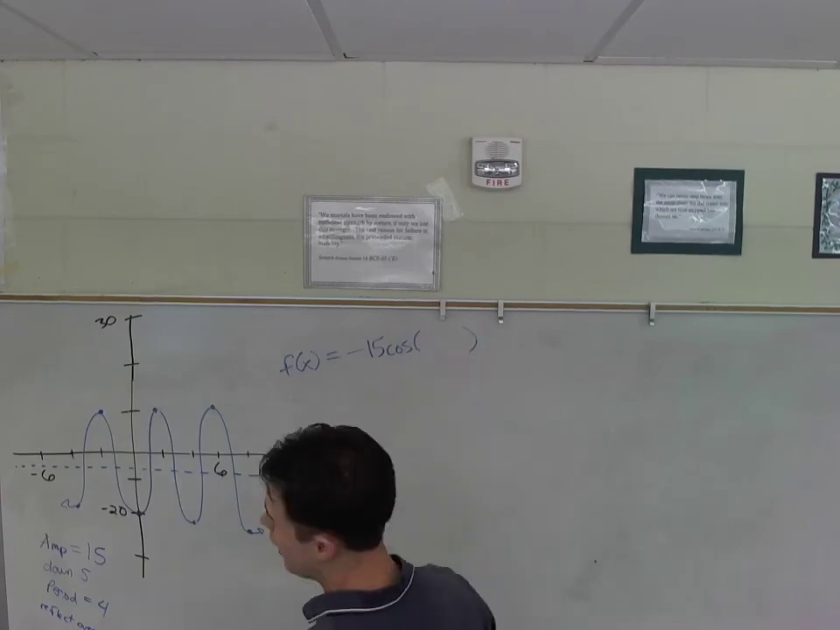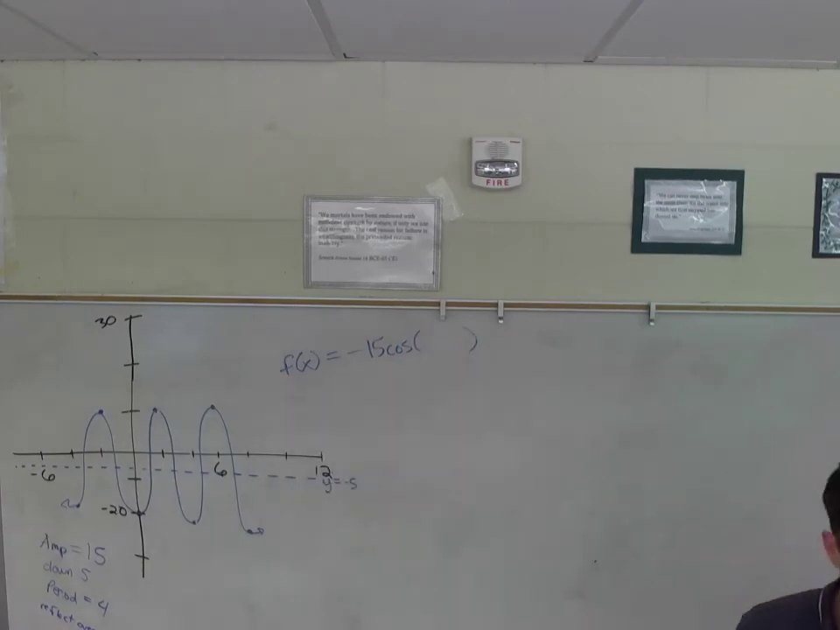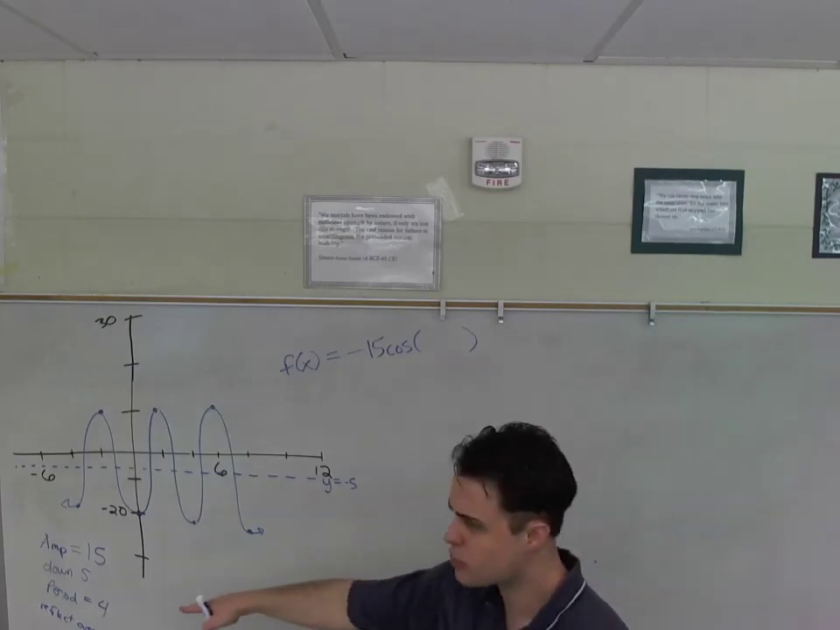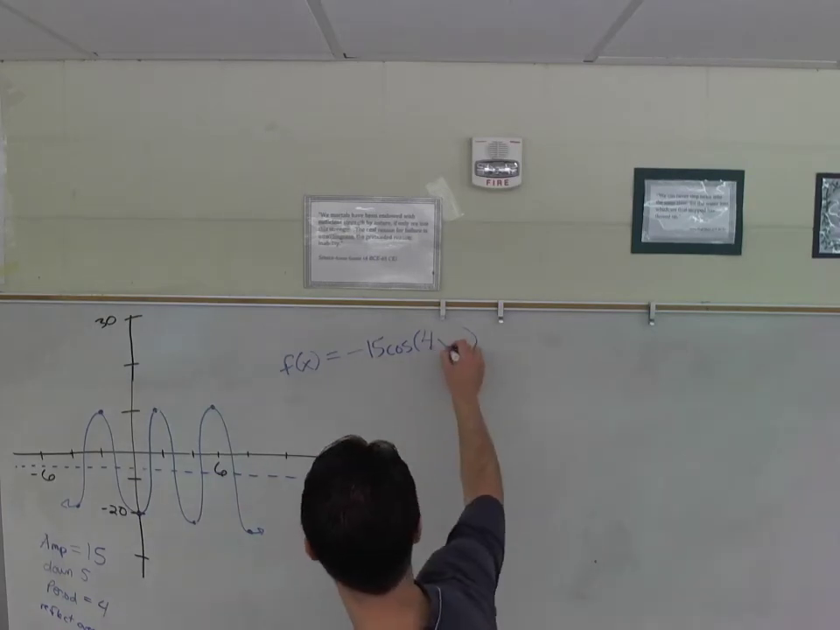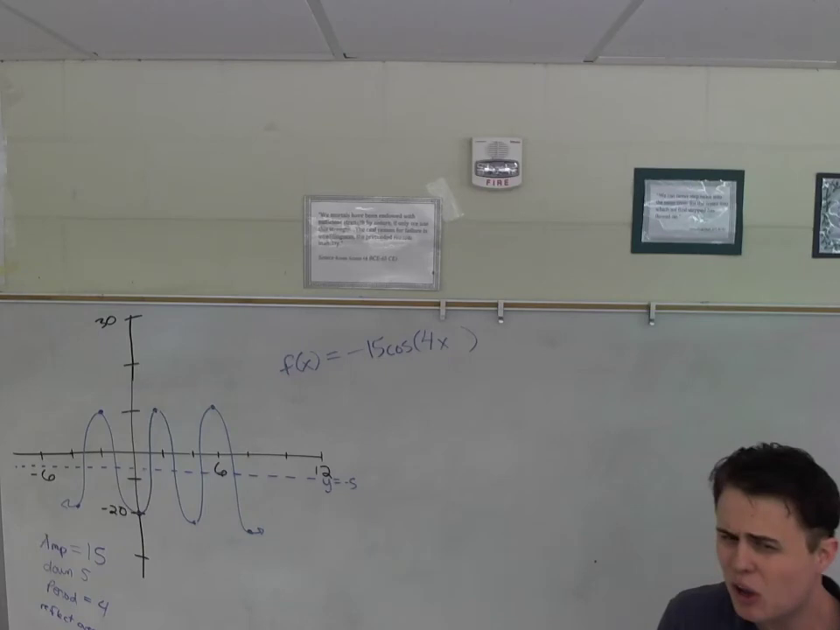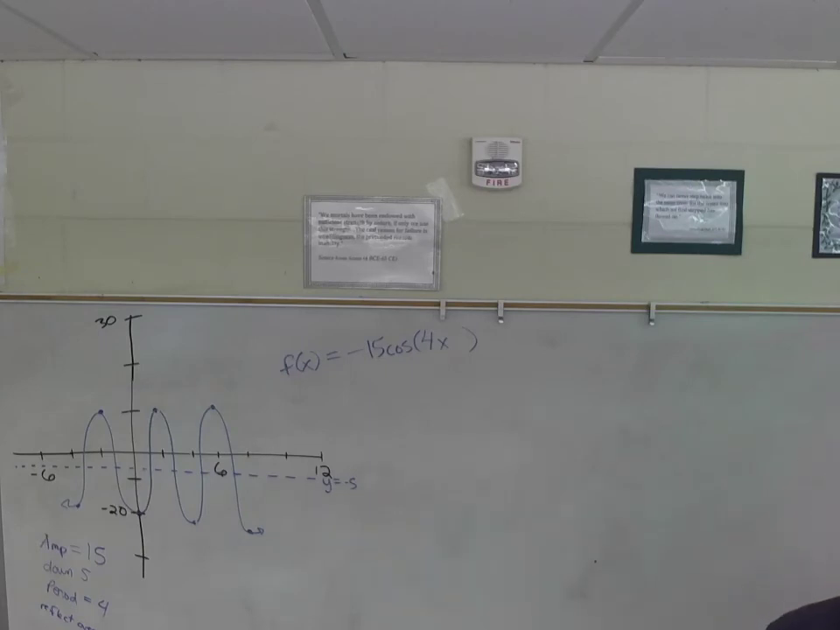Cosine. I don't think we've figured out what to put in that box for the period. Since we said the period is 4, should I just go 4x now? No. That's not the way that works, is it? The period would be like 2 pi and stuff. You can do this intuitively. Maybe it's 8.